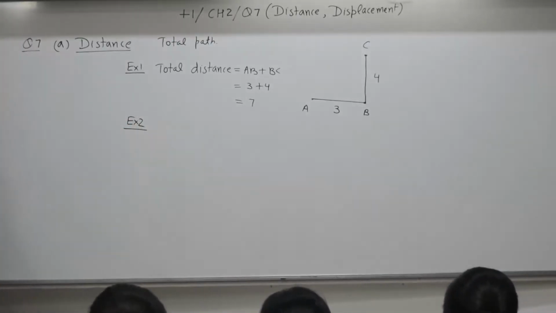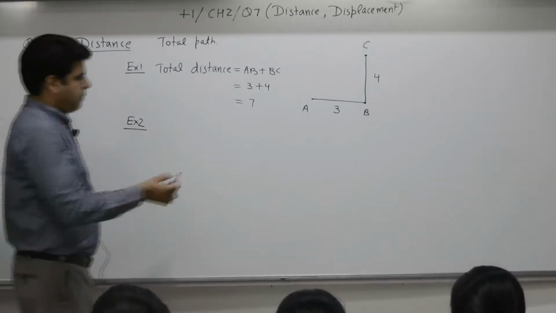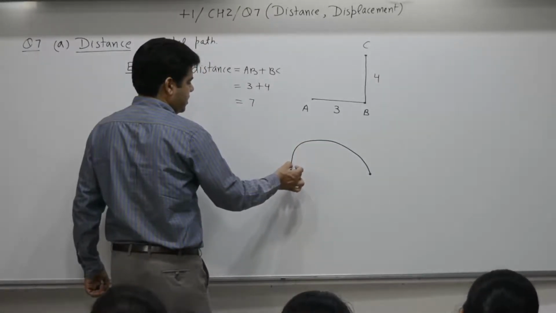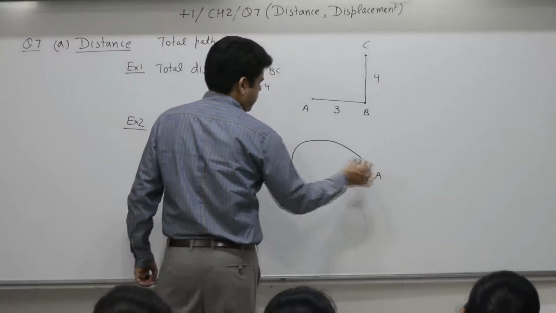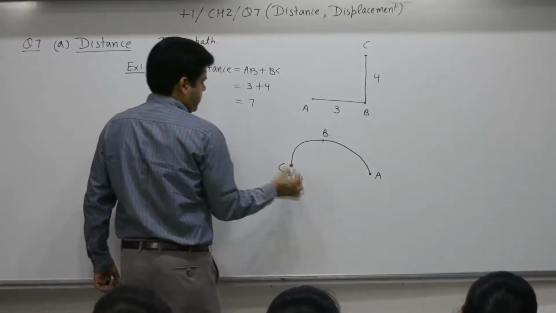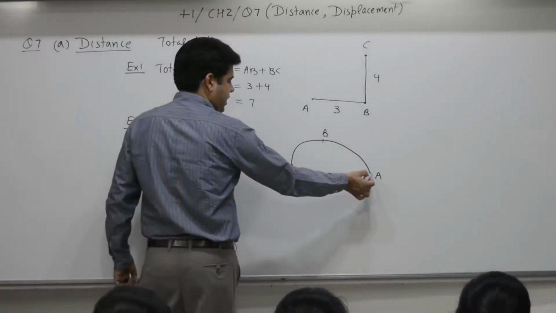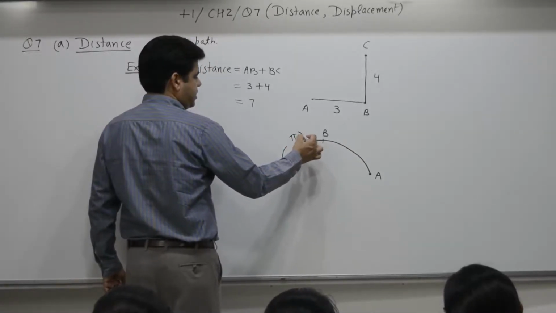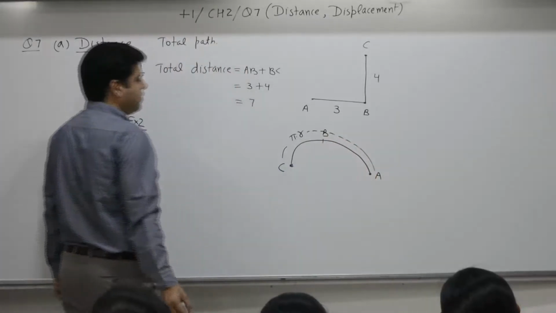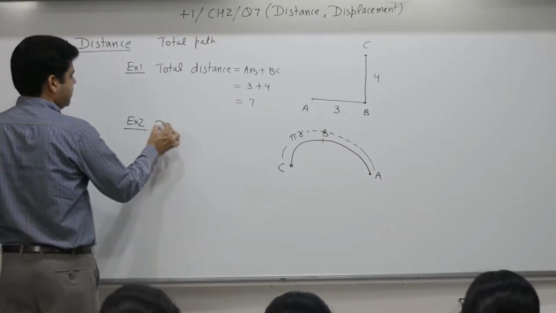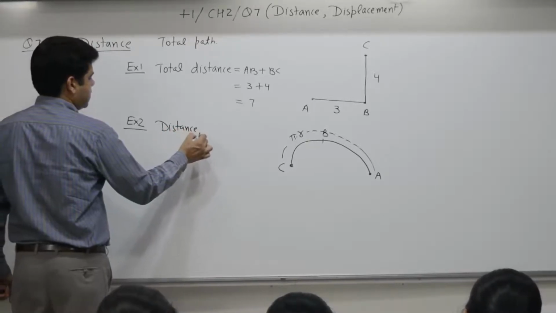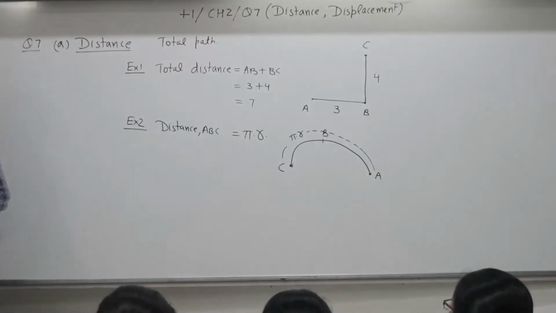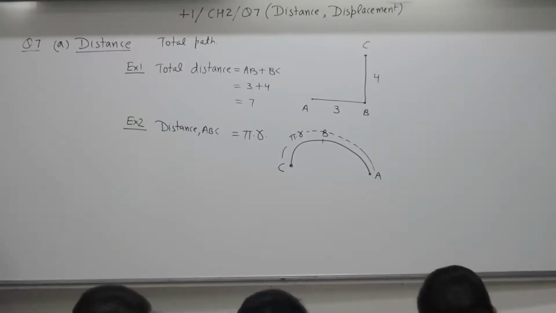Example 2. On a semicircle, you move from A to B to C. Start from here, move along a circle, half of the circle. Distance covered by the car along the path: total circle is 2 pi r, half of the circle is pi r. So distance covered in the second case, ABC, is equal to pi r. Time with you is 2 minutes to write.